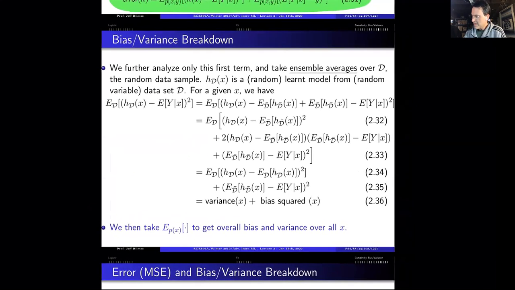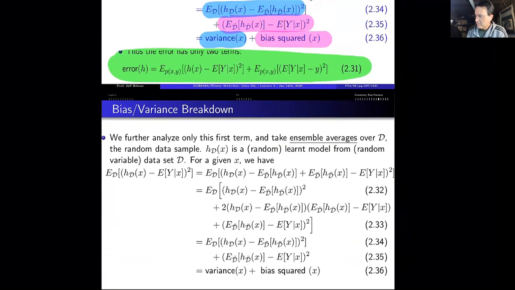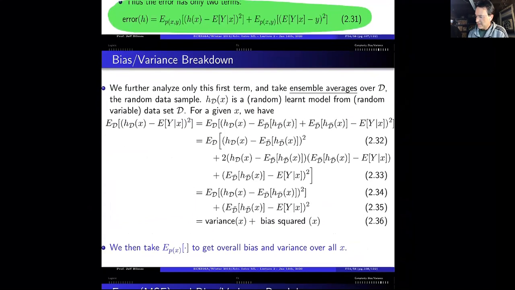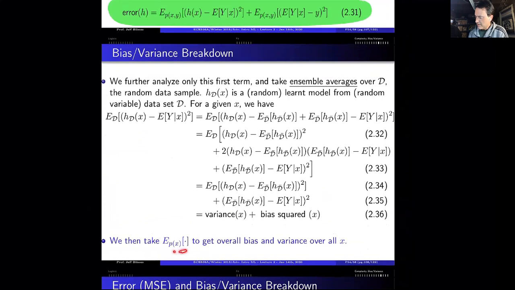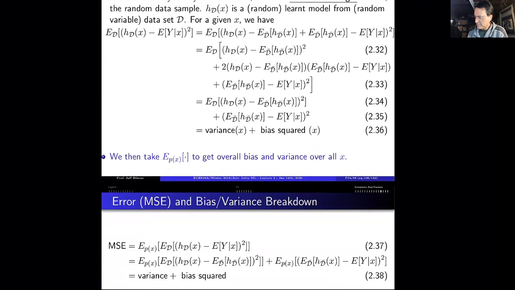Now to get the overall bias and variance, note that this is for a particular x. When we go back to equation 2.31, we're taking the expected value over x and y. We need to take the expected value over x to get back to the overall bias and variance for all x, because this is the bias for a particular x and the variance for a particular x, and we take that last expected value.